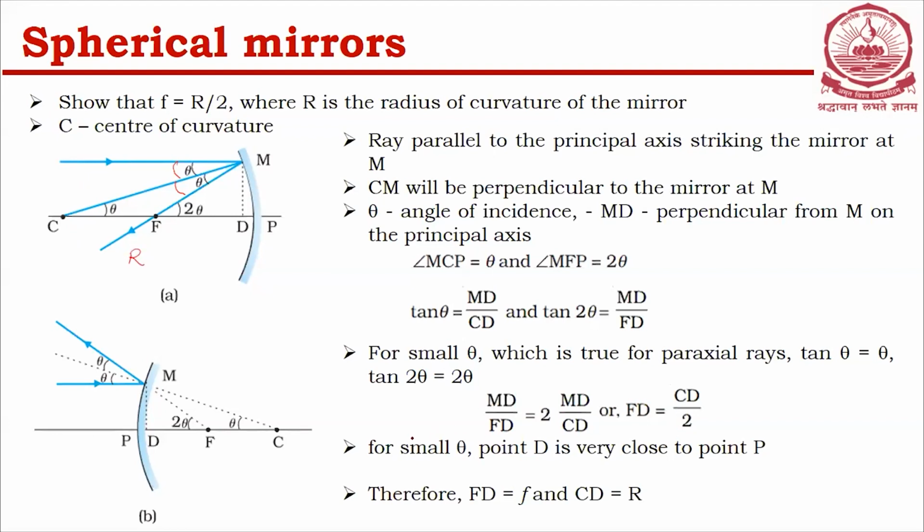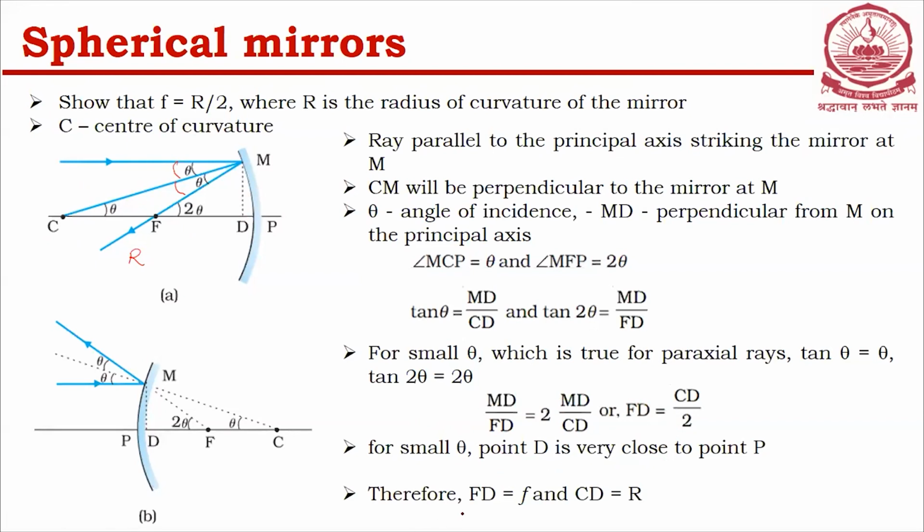Okay, so that's what it is. And F, you know, is nothing but the focal length of this concave mirror. So for small angles, point D is very close to point B. Since the angle is very small, this pole and this point D, the perpendicular line started from M, so this line DP is very small. So point D is very close to point B.